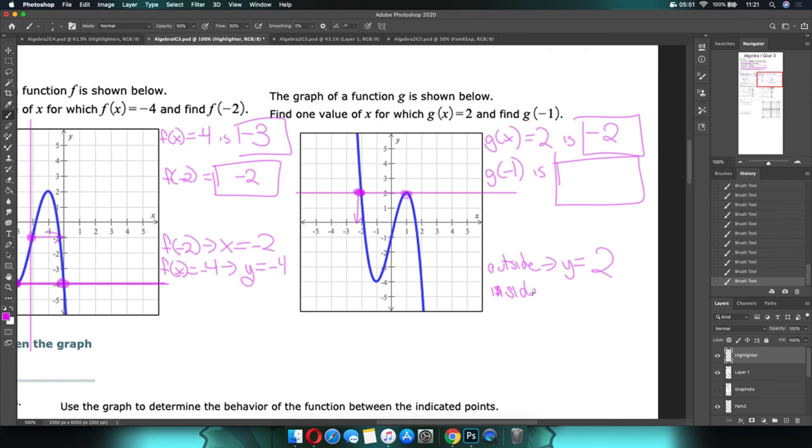All right. Next one, g is -1, so that's my inside. My inside is going to be my x. So if x is -1, and I look around, there's -1. Where does it cross the line? Right there. And what's my y? -4.